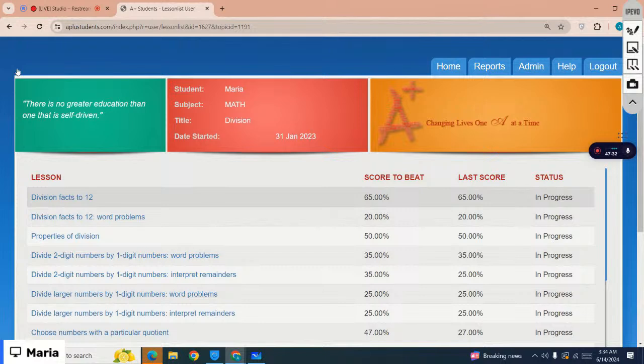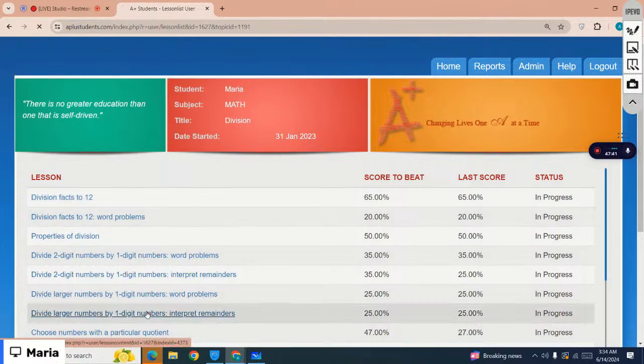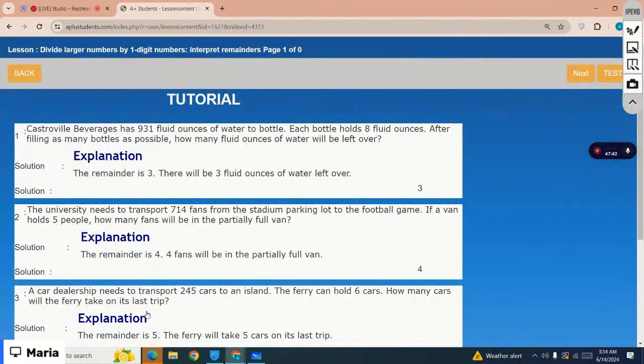The next lesson is again the word problems. You have to do the word problems on your own. Now divide larger numbers by one digit numbers, interpret remainders. Let's just start with the next lesson. Let's just start with the test questions, right?